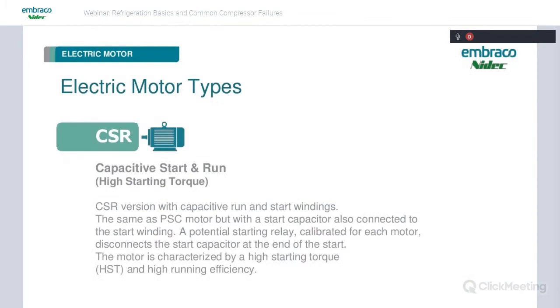And then we have a CSR, which is capacitive start and run. So we have high starting torque and high running torque. So we've got the high starting torque for hard starting applications and high running torque to give it better efficiency.